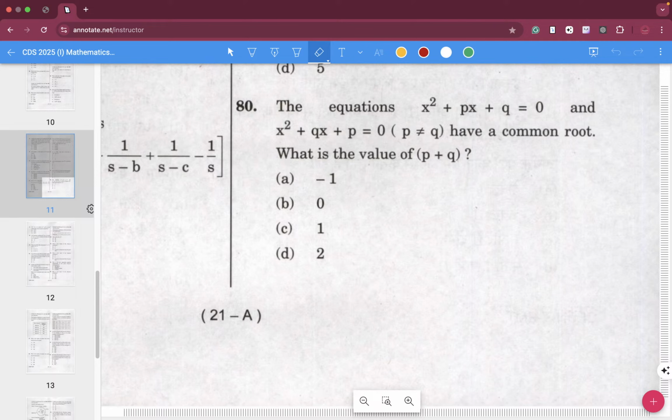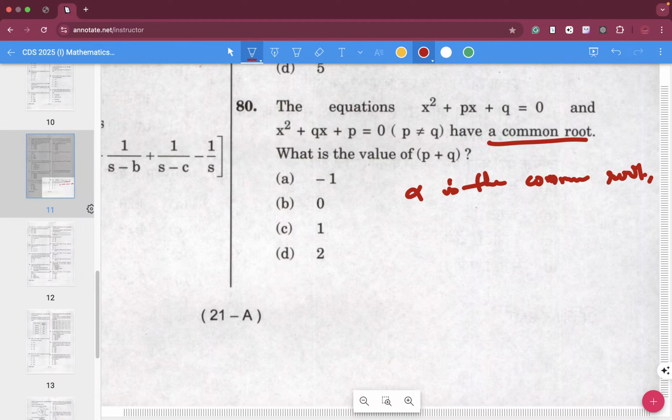So can I say alpha is the common root? They are saying have a common root. Can I say alpha is the common root? Okay, alpha is a common root. These questions are repeated thousands of times in your previous years.